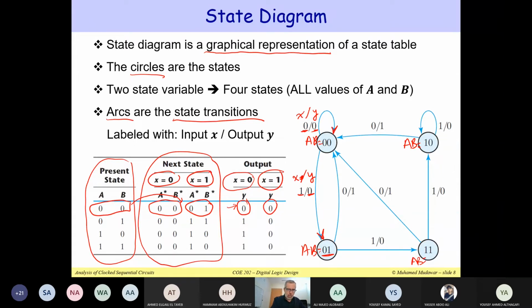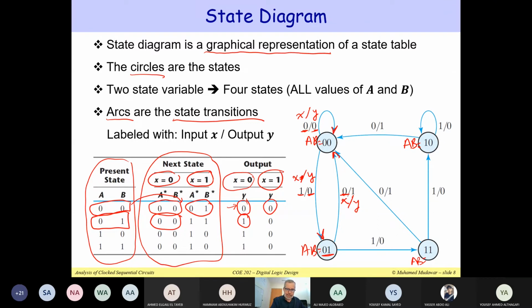If you are in state 0, 1, and the input X equal to 0, then the next state will be 0, 0. So you have a transition from 0, 1 back to 0, 0. That's when X is equal to 0. The output Y will equal to 1. So this is slash Y.